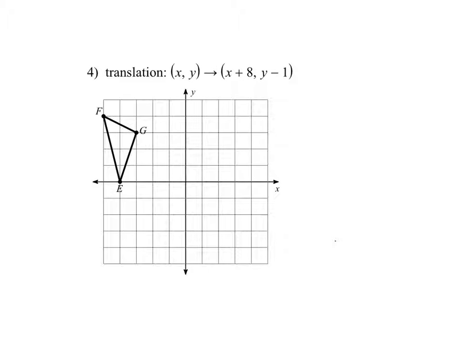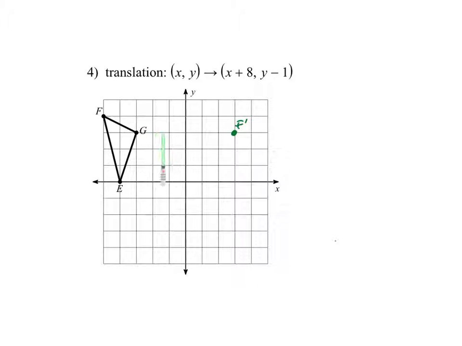Next one. This one is telling me that for every X, I'm adding 8, so that means it's moving to the right. And for every Y, I'm subtracting 1, so it's moving 1 down. So F is going to move 1, 2, 3, 4, 5, 6, 7, 8. It's going to be right here, so F prime is that one. Then G is going to go 1, 2, 3, 4, 5, 6, 7, 8, and 1 down. Wait, I didn't move down F. So let's do F again. F is going 1, 2, 3, 4, 5, 6, 7, 8, and 1 down. So F prime is going to be here.